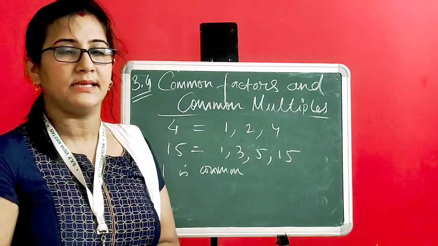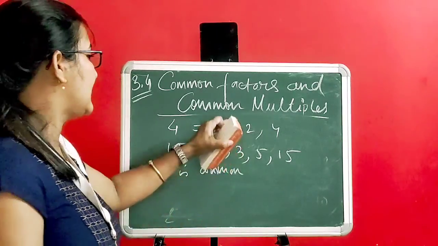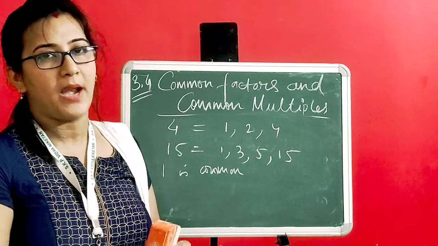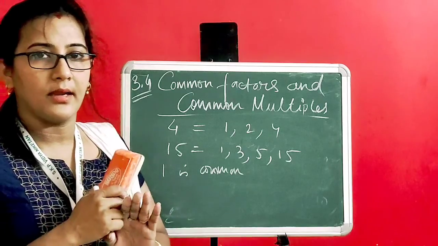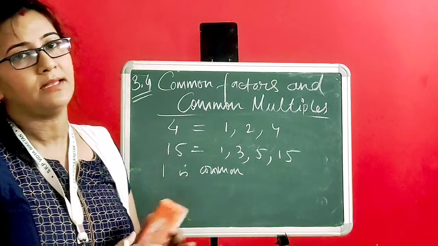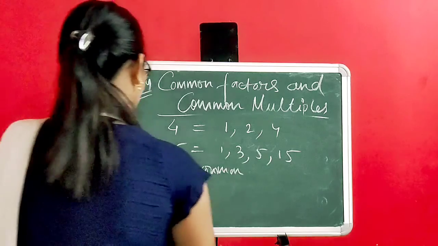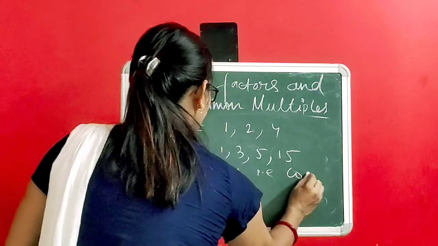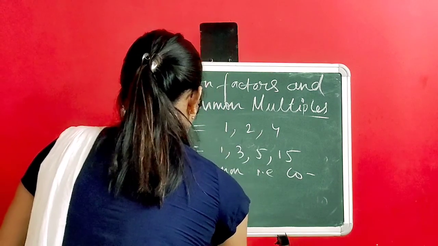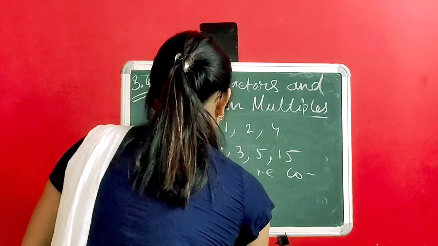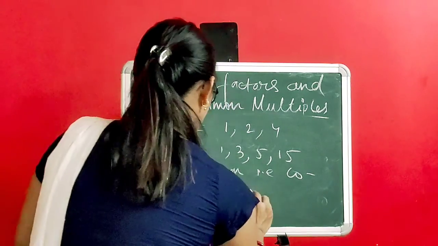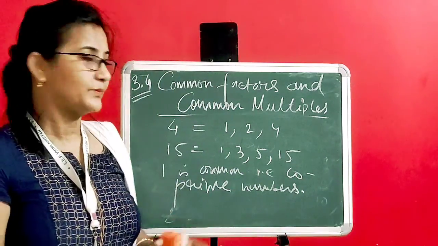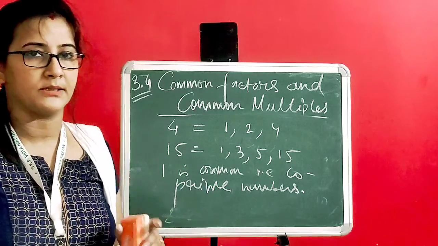Once again, if only 1 is common between any two given numbers, and there are no more common factors other than 1, then that is known as co-prime numbers. These 4 and 15 are co-prime numbers.